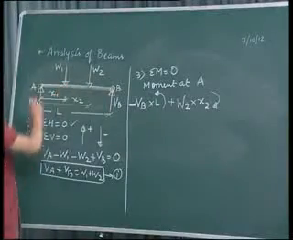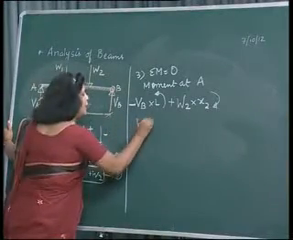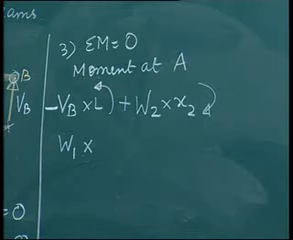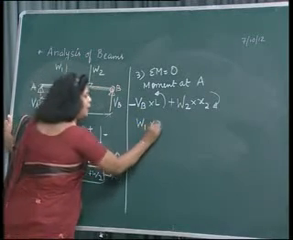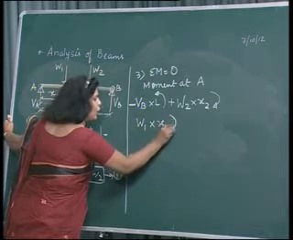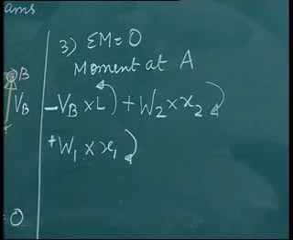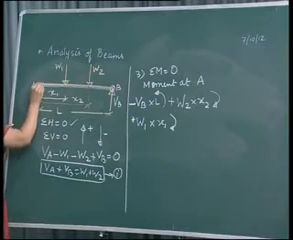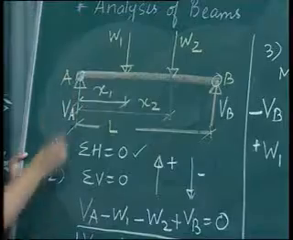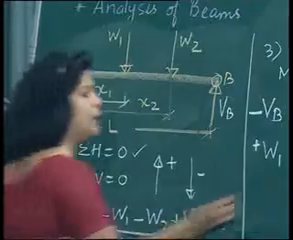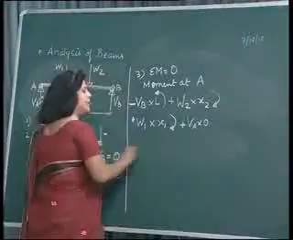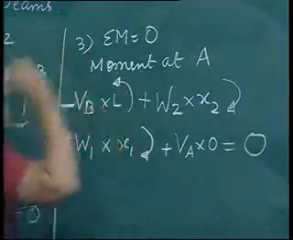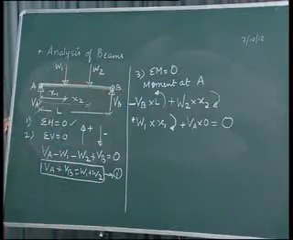Then third is W1. So W1 into what is the perpendicular distance from W1 till point A? It is x1. So W1 into x1, it is also moving in the clockwise direction, positive, and the last is VA. But the line of action of VA is coinciding with the point A. So there is no horizontal distance, so it will be VA into 0. So this is our algebraic summation of moments.